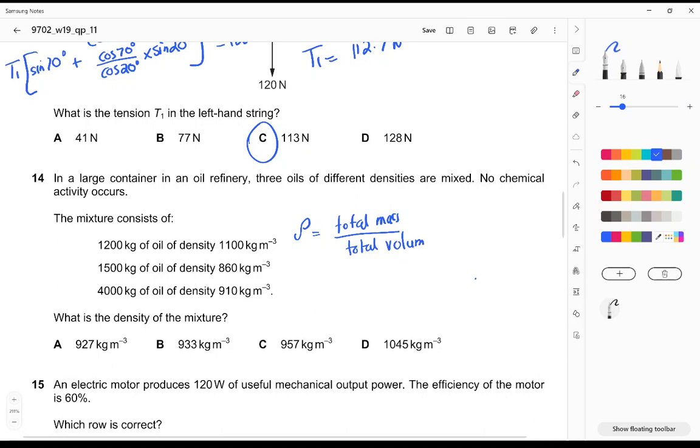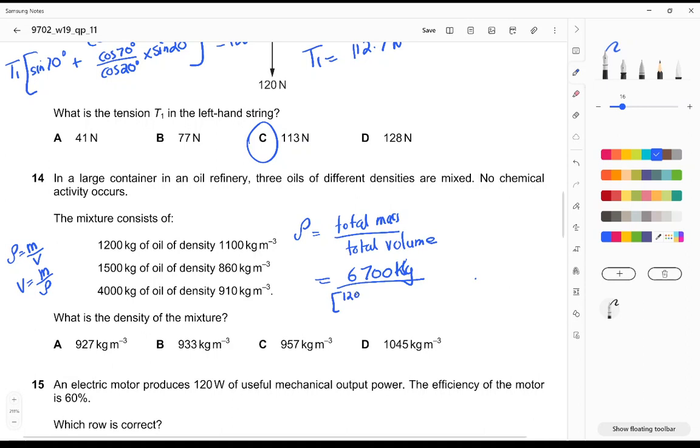And for that, we are going to be adding the total masses together. So total mass should be 1200 plus 1500 plus 4000, and that gives me a value of 6700 kg. And we're going to divide it by the total volume, so we can find the volume using density is equal to mass per unit volume. So volume is equal to mass per unit density. So we need to find the individual volumes first, and I'm just going to input the values directly.